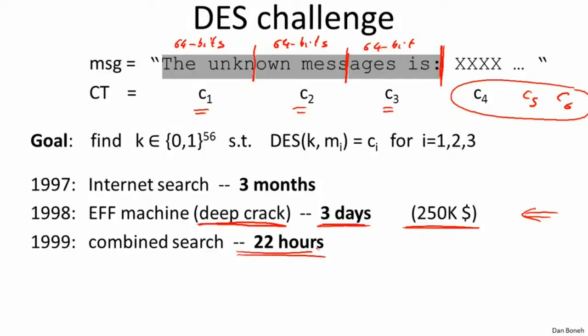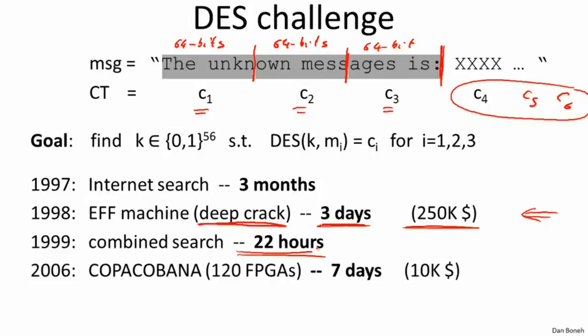And just a final nail in the coffin, as hardware technology improved, there was another project called Copacabana. They used FPGAs, just off-the-shelf FPGAs, only 120 of them. It only cost $10,000, and they were able to do an exhaustive key search in about 7 days.